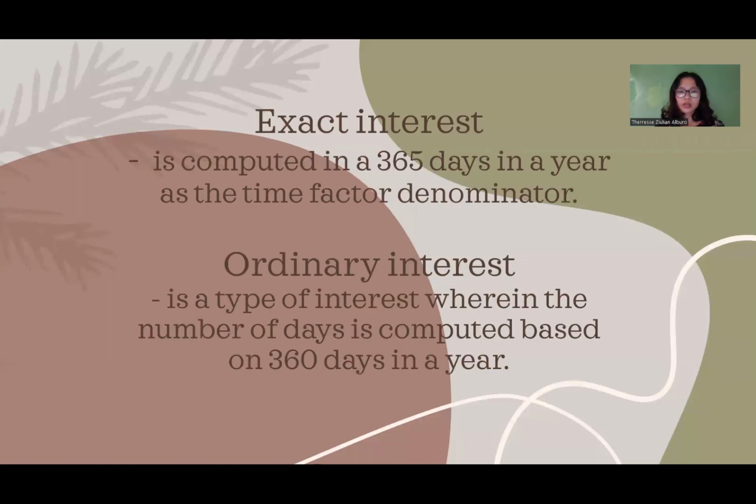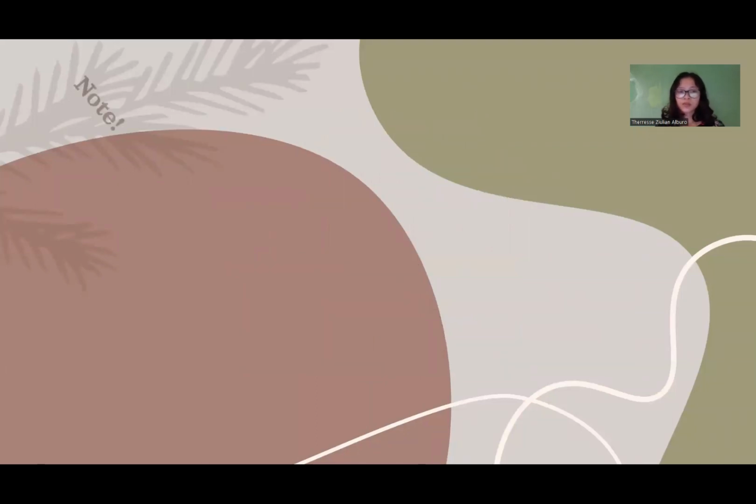Let's move on to exact and ordinary interest. Exact interest is computed using 365 days in a year as the time factor denominator, while ordinary interest is the type of interest wherein the number of days is computed based on 360 days in a year.